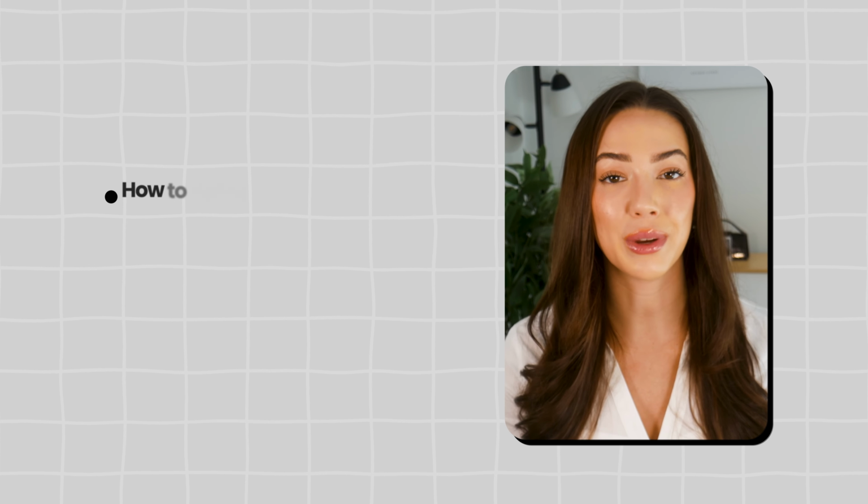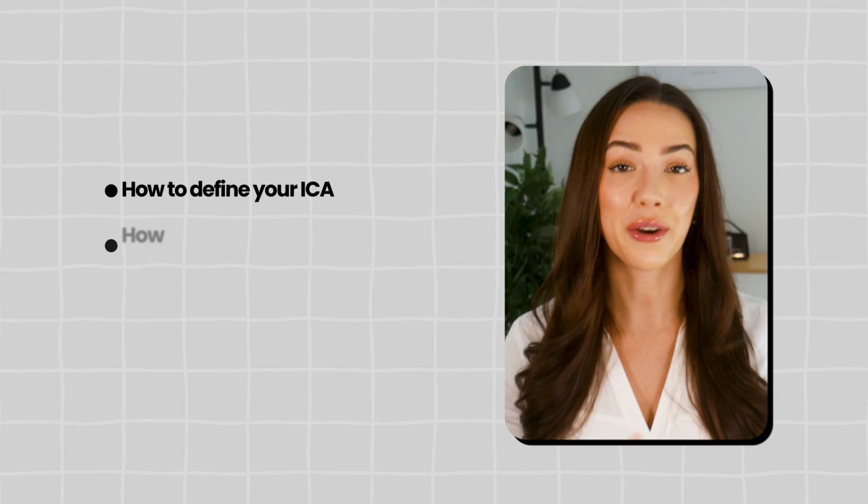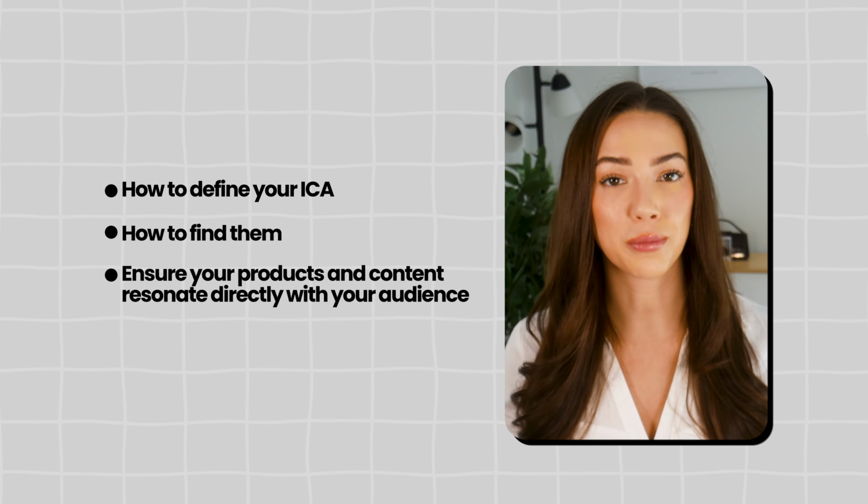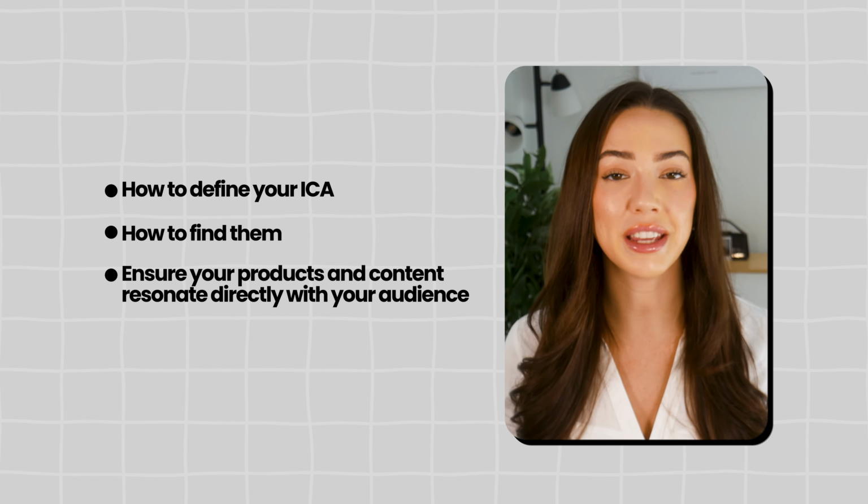And the result of that is your messaging is going to be very bland, it's going to be forgettable, and it's going to get lost in the noise of the internet. In today's video, I'm going to be walking you through exactly how to define your ICA, how to find them, and how to make it so that your products and your content are speaking directly to them. So if you feel like your marketing has been all over the place, this is the fix that you need.